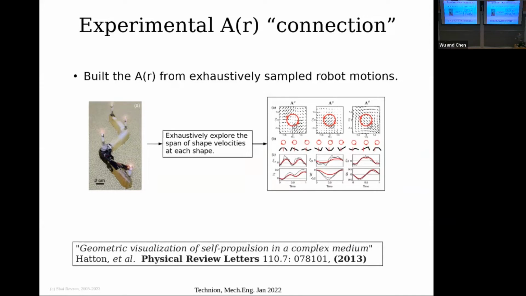And they measured the connection just empirically. How did the body velocity change in each of these? Compute that matrix and learn it. The problem is that's a very high dimensional space to grid. Even for a 2-degree of freedom robot, that's a 4-dimensional space to grid.